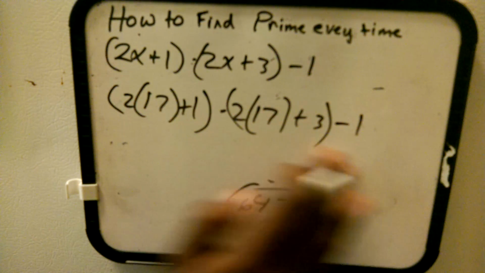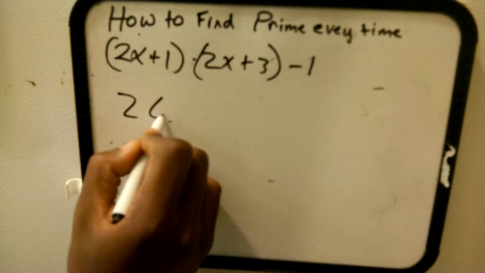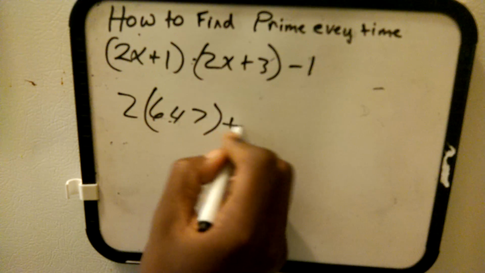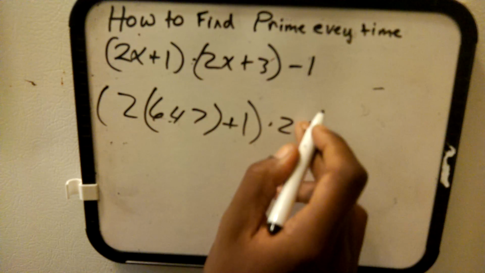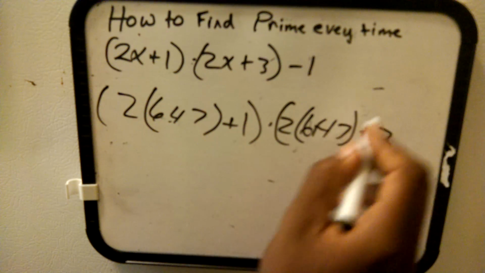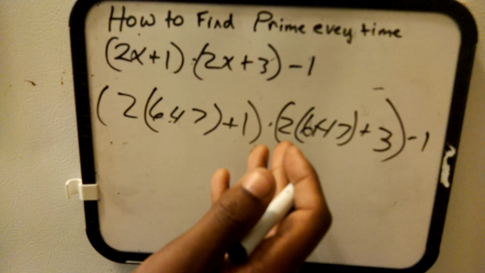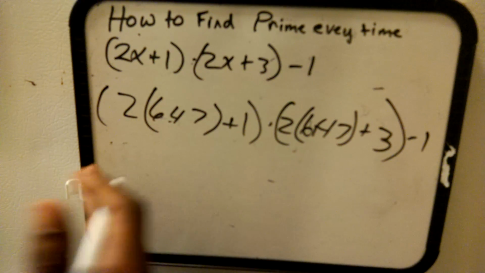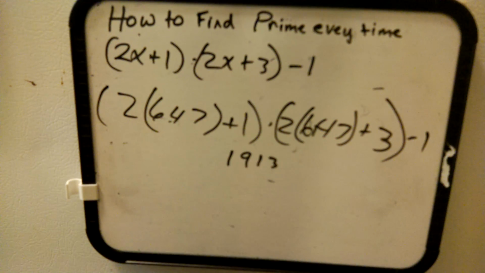So we take that number, put it back in here. 647 plus 1 times 2 times 647 plus 3, minus 1. I've done this one too. I've got the answer, and then I divided it by 2, by 3, by 5, by 7, by 11, 13. Eventually you get to this number, 193. That's the new prime.